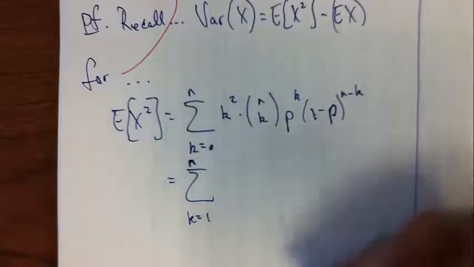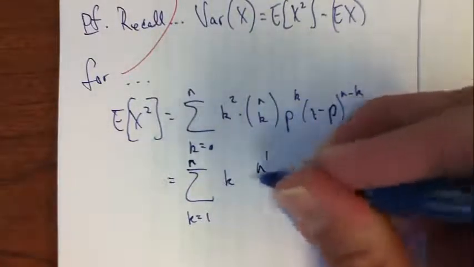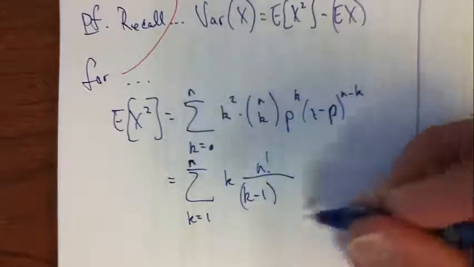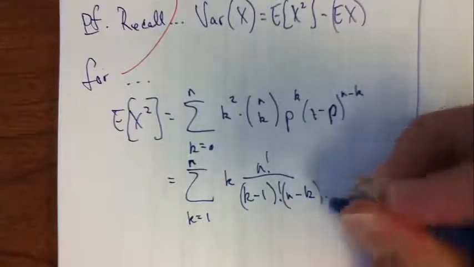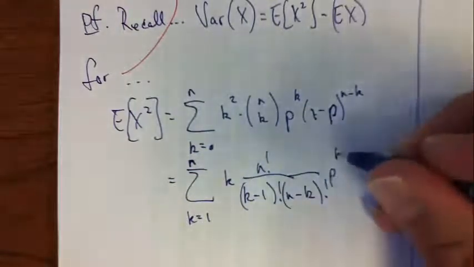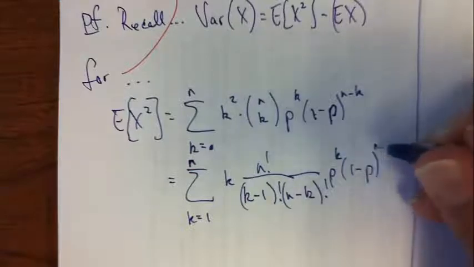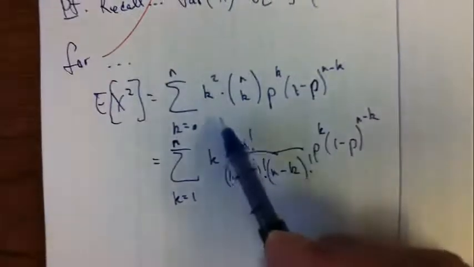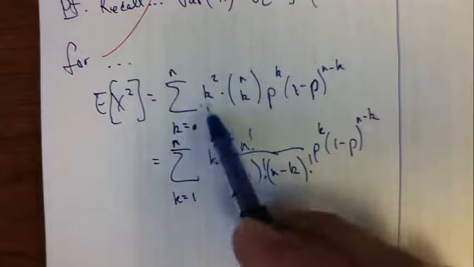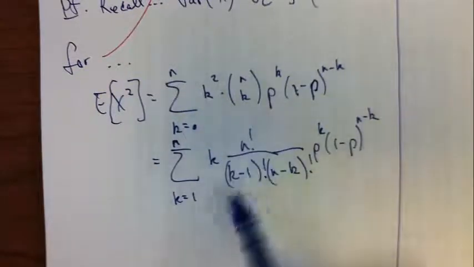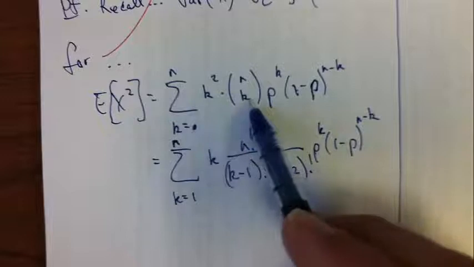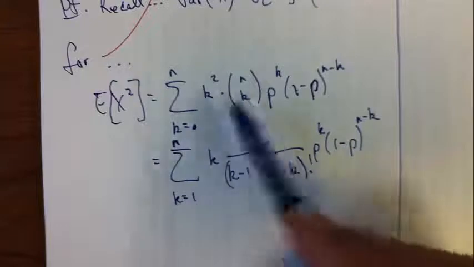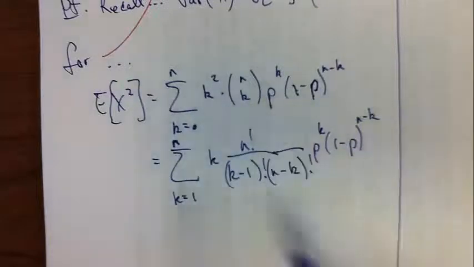And let's see, I can write this as k times n factorial over (k minus 1) factorial times (n minus k) factorial, times p to the k times 1 minus p to the n minus k, right? See that? So I've done 2 things in this step. I've noted that the first term here is 0. If k is 0, all of this is 0, right? Also, I've canceled the k from the top and the bottom there, since there's a k factorial in the bottom, to get this, okay?